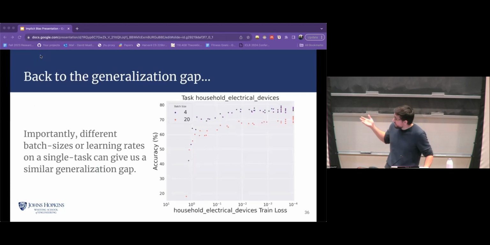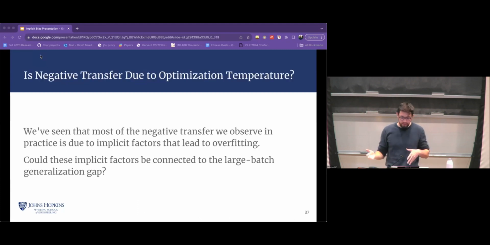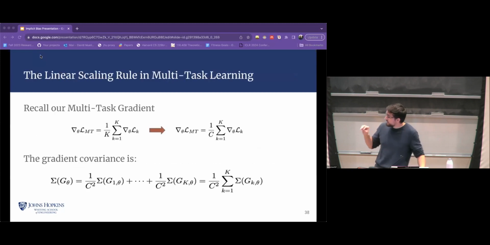It's important to note that in single task settings, if we vary the batch size but keep everything constant, we see a very similar story to what we were seeing with negative transfer between multitask and single task models, right? We have a generalization gap, even though we're achieving similar loss values. So we want to know whether the negative transfer, the generalization gap that we see between multitask models and single task models, is due to similar mechanisms as the large batch generalization gap, right? One thing to note is: what is the noise of our multitask gradient?